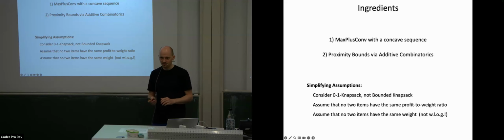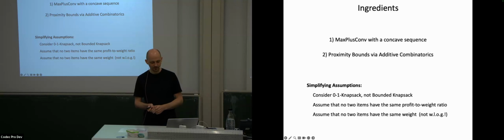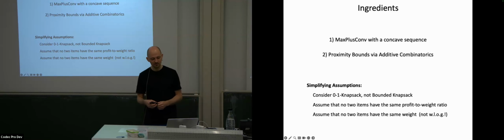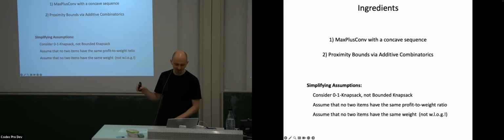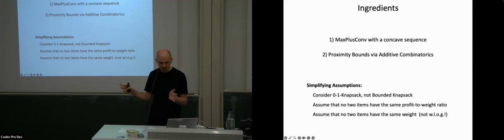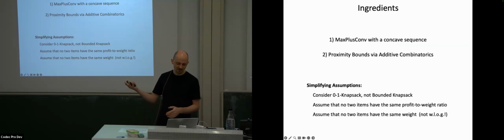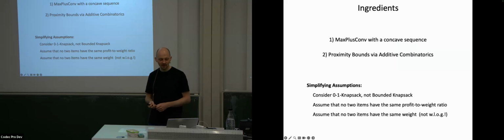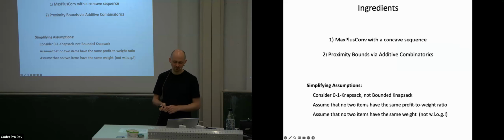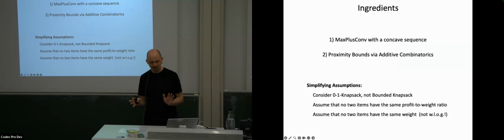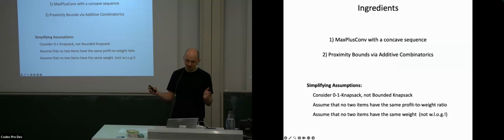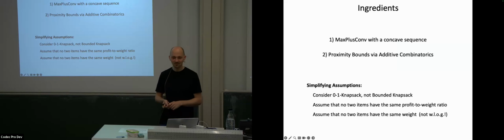Throughout the talk, I will only consider the 0-1 knapsack problem. I will also assume that no 2 items have the same profit to weight ratio and that no 2 items have the same weight. The first 2 assumptions are really without loss of generality. So there are reductions, not simple reductions, but there are reductions that ensure the first 2 assumptions. The last one is really not without loss of generality. So one has to do more work and also put in more ideas to cover the case where items can have the same weight, but I will not talk about it in this presentation. Good.